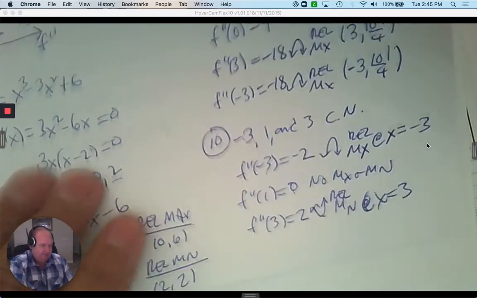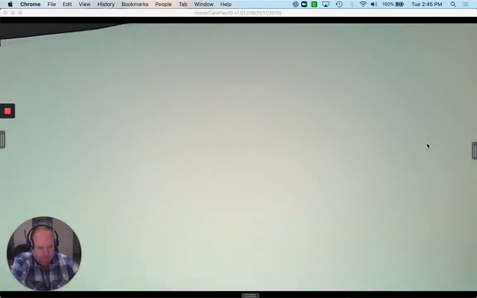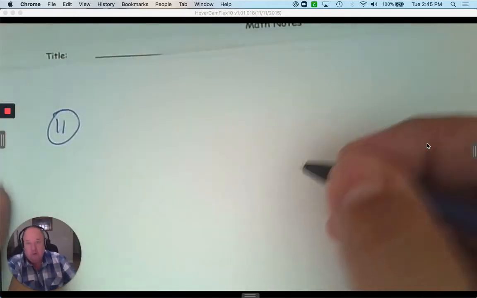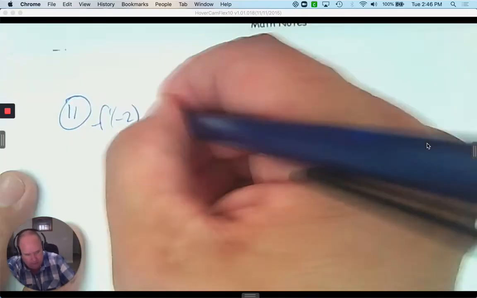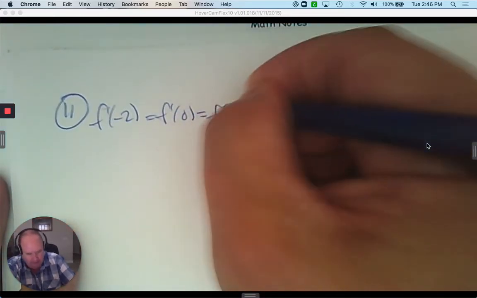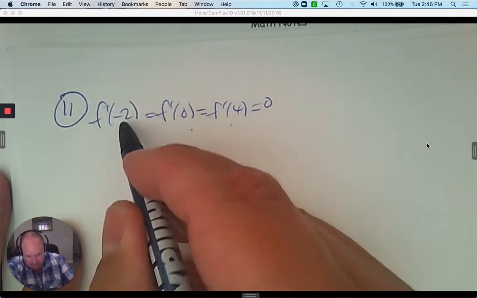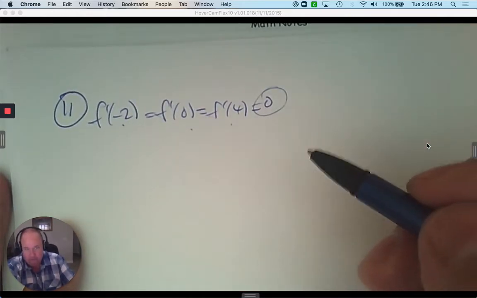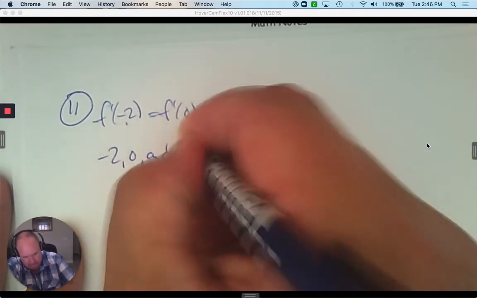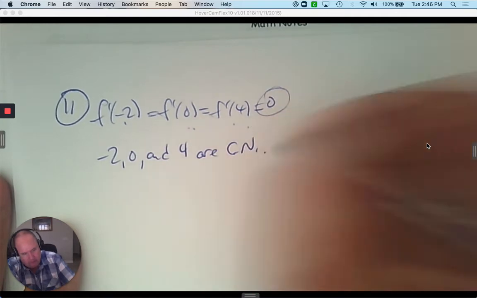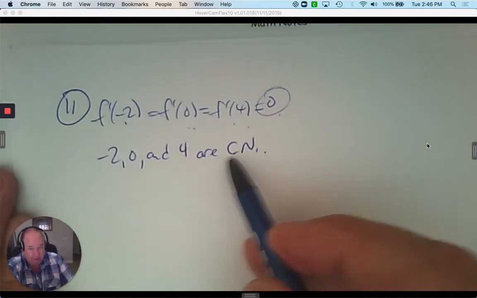Number 11. So for number 11, I'm going to just write the information down. F prime at negative 2, F prime at 0, F prime at 4. So what it's saying is that these are all critical numbers because the derivative at those numbers gives you the answer 0. So negative 2, 0, and 4 are critical numbers. And why are they critical? Because the first derivative, when you plug it in, gives you the answer 0. That's the definition of a critical number.